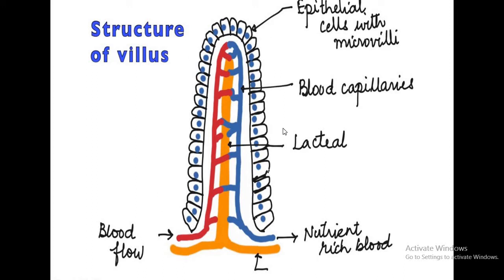Now let's concentrate on the structure of the villus. What is the purpose of villus found in the inner lining of the ileum? The purpose of villus is that it helps in the brush border mechanism. So what is the brush border mechanism?